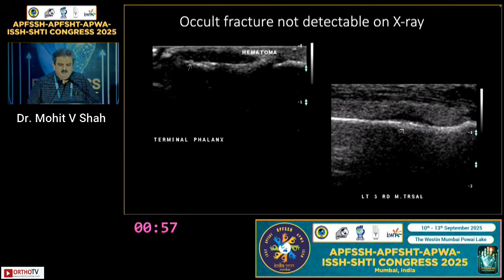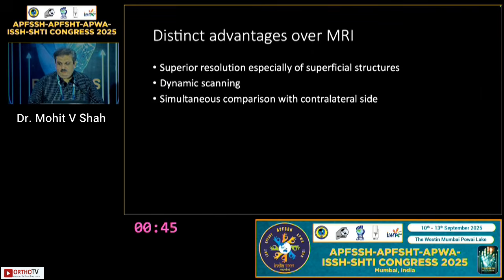And a bone is seen as a good contiguous structure, but we can identify occult fractures which are not detectable on X-ray by identifying these tiny clefts and overlying periosteal hematomas. So though we know that ultrasound relies overtly on your knowledge of anatomy and biomechanics, and there's a strong learning curve to ultrasound, there are distinct advantages of ultrasound over MRI that I would like to stress.